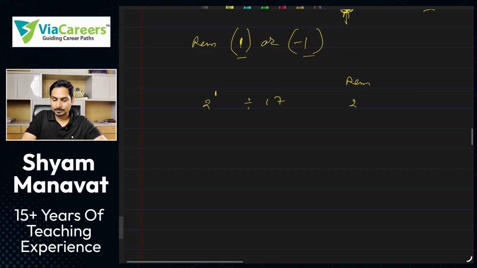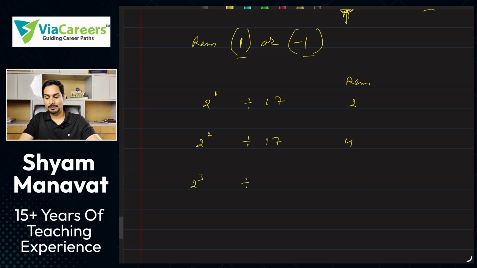Okay, when I have 2 raised to 2, which is 4, and 4 divided by 17, the remainder is how much? 4 itself. When I take 2 cube, 2 cube is how much? 8. When 8 is divided by 17, the remainder is 8 itself. Now here 2 raised to 4 is how much? 16. When 16 is divided by 17, the remainder is 16.